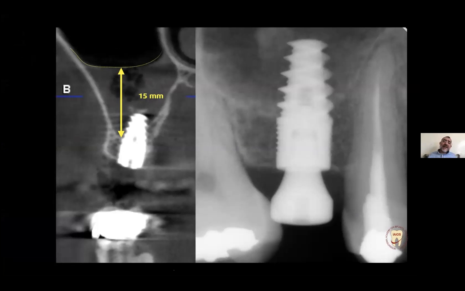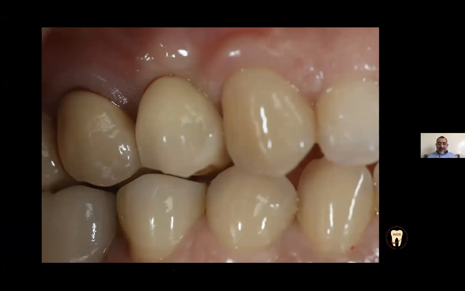Look at this X-ray. We have 15 millimeters of elevation. We put our CGF into the sinus, and in this case, I don't put bone grafting. I put only my implant with CGF, and this is the result after a few months.